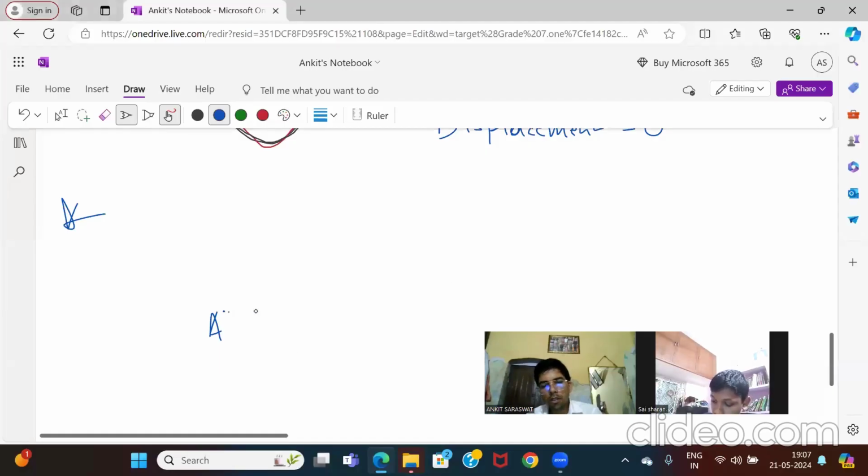A body is moving from A to B. Finally, it reaches C. AB is 4 meter, BC is 3 meter. Then tell me what is distance and displacement in this case. What is distance and displacement? Tell me.